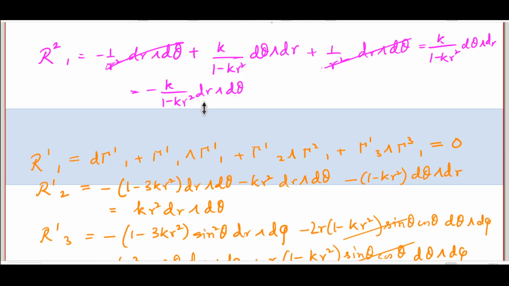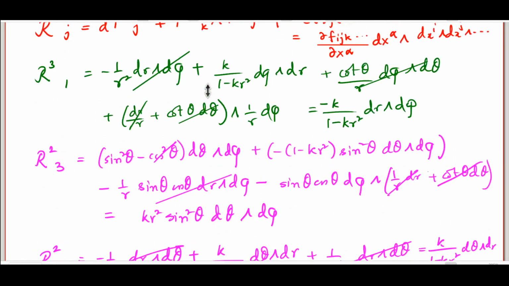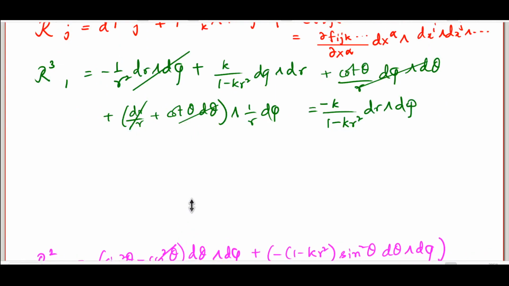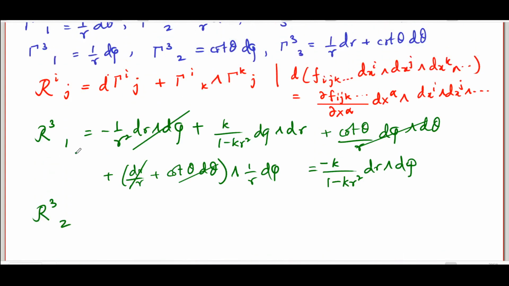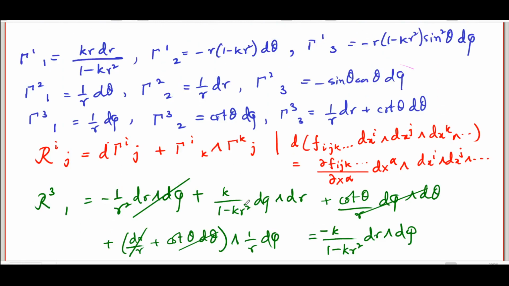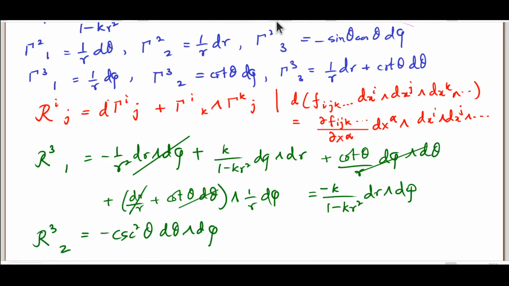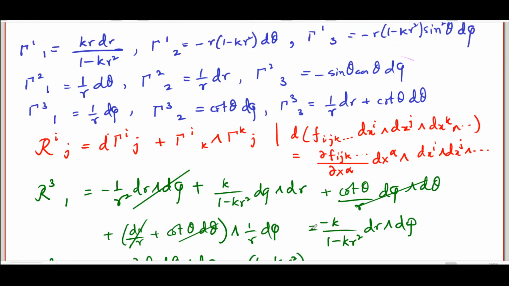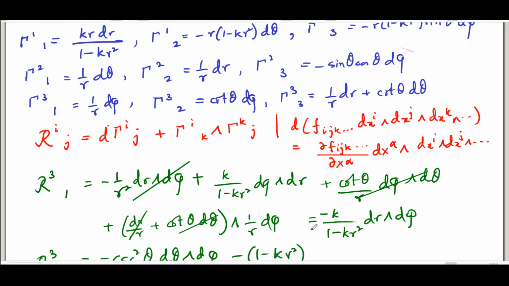Let me just move things around a bit, again to make space more than anything else. And you now have to calculate curly r 3 2. Well, d gamma 3 2, minus cosec squared theta d theta wedge d phi, plus gamma 3 1 wedge gamma 1 2. Gamma 3 1, gamma 1 2, that's minus 1 minus k r square, 1 by r and d phi wedge d theta.